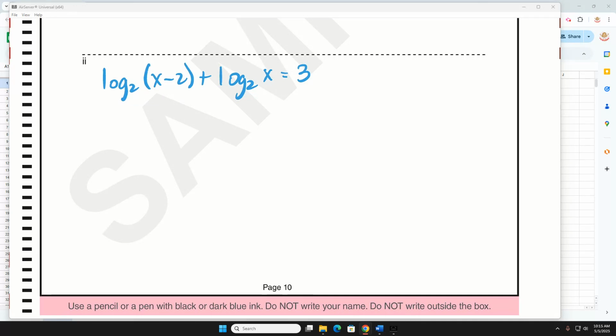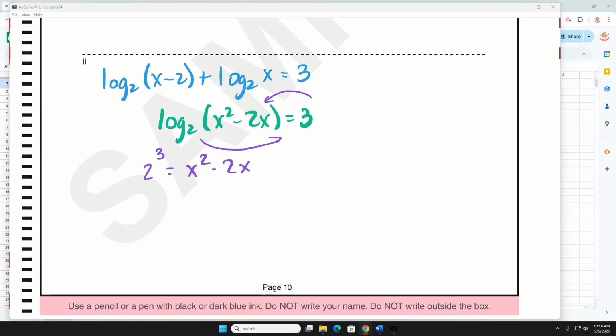So what are we going to use? Multiplication. Right, then when it is finally log equals a number, you're going to do the loop, if that's the way you like to think of it, or you're going to write it in exponential form. Either way, you're going to get that 8 is equal to x squared minus 2x.